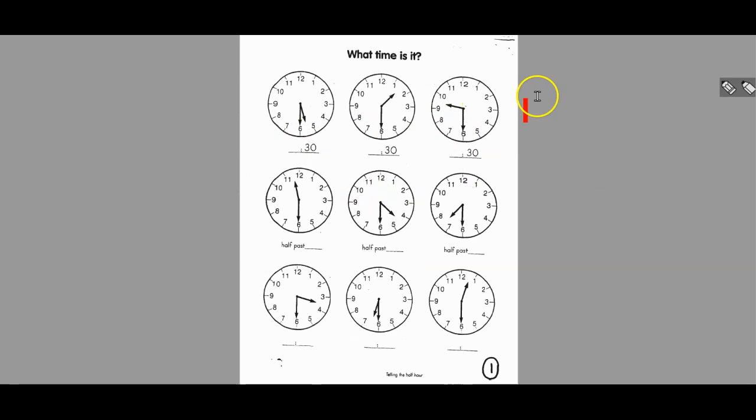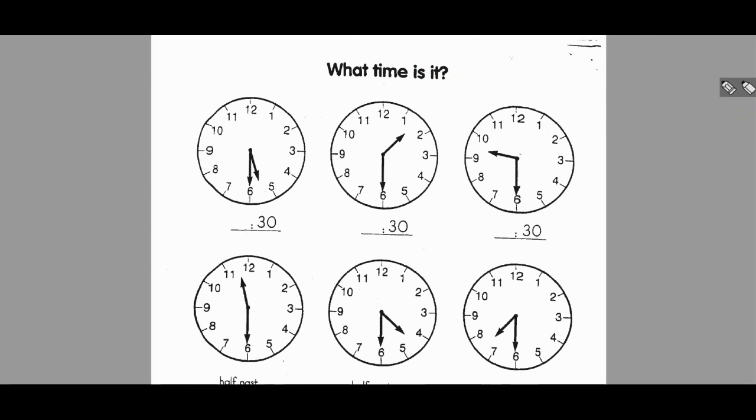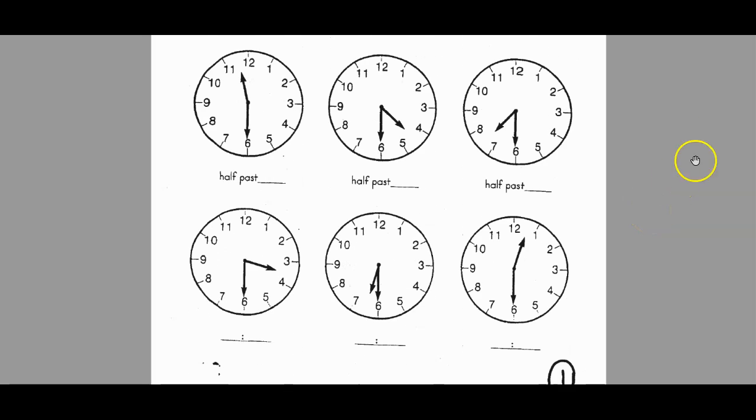Okay. So he said this was 5:30, right? We said this was 1:30. Whoops. 1:30. This was 9:30. You guys got that? And then we said that this one was half past 11, half past 4, and half past 7.